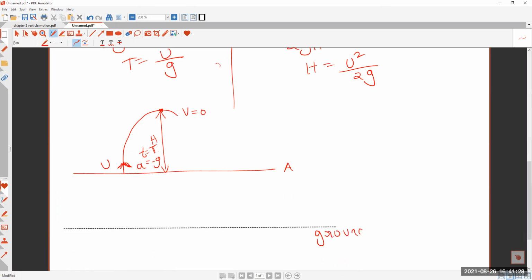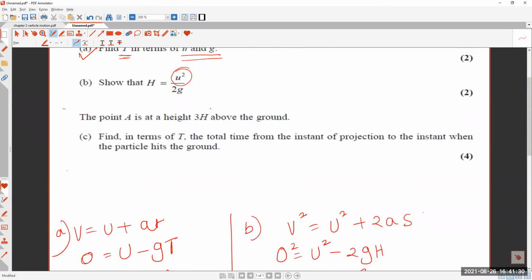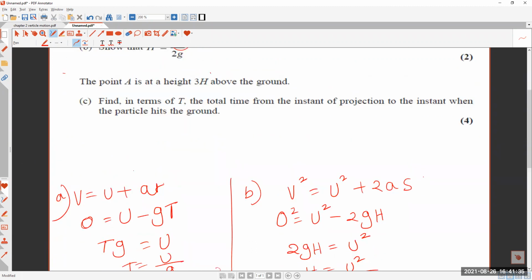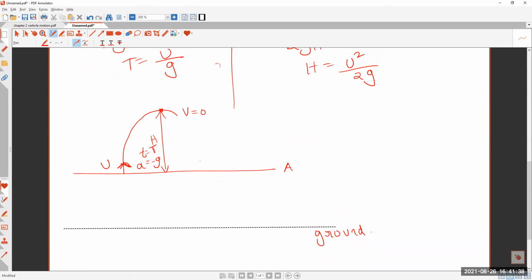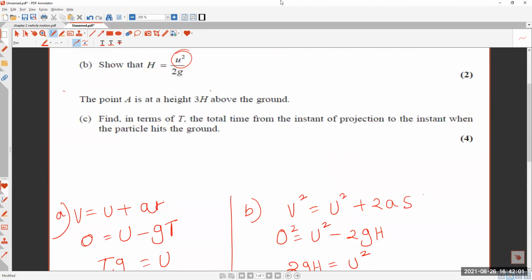This is your ground. It says the point A is 3h above the ground. 3h is from here to here; this part is h and the whole is 3h. This is very important, by the way. When you come down, your total displacement is now -3h. This has to be clear. What's your final displacement? -3h.